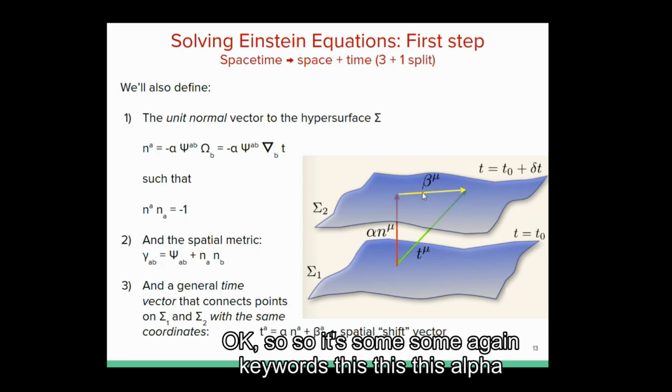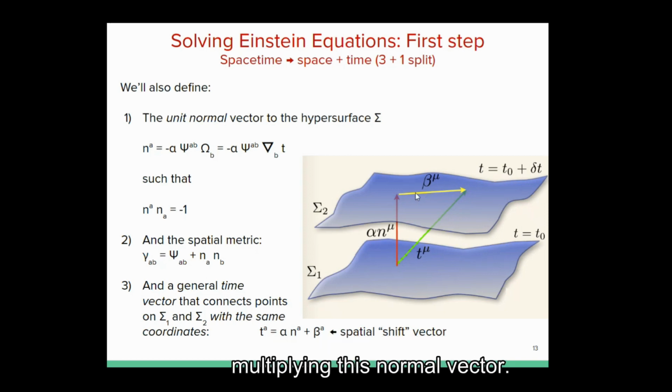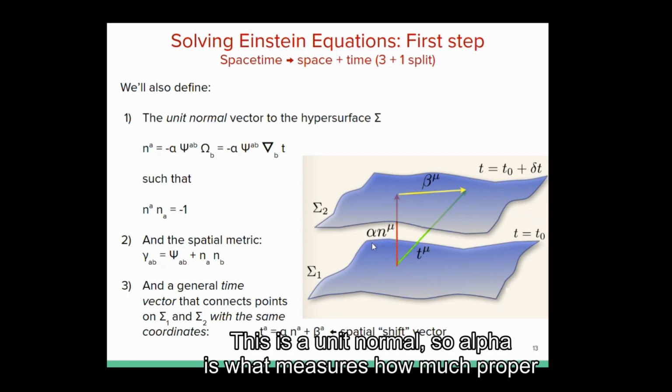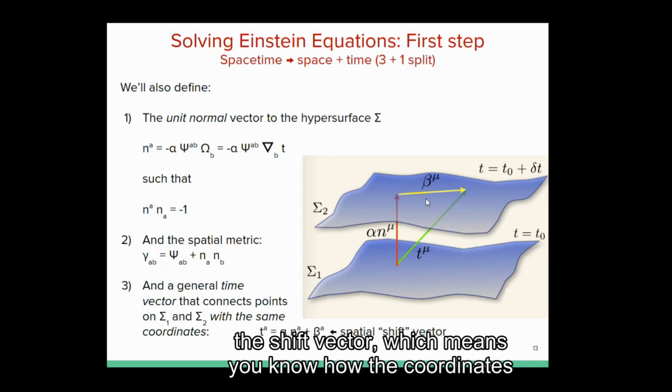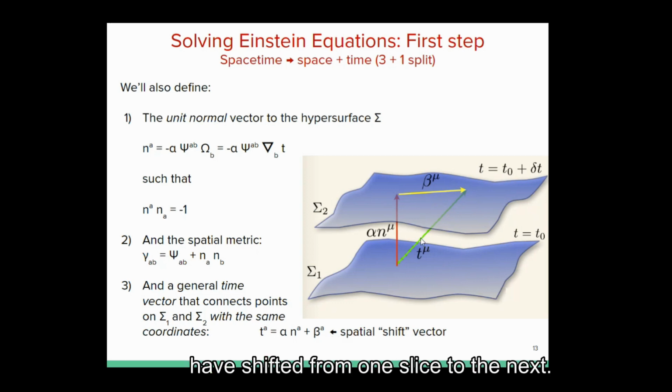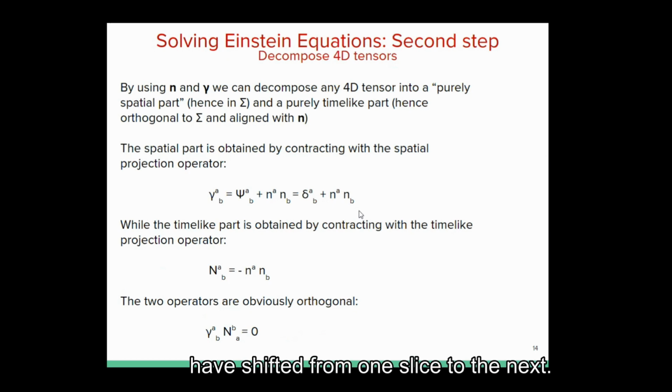Okay. So, some keywords again. This alpha multiplying this normal vector. This is a unit normal. So alpha is what measures how much proper time has elapsed. N is only giving the direction. And beta is called the shift vector, which means how the coordinates have shifted from one slice to the next.